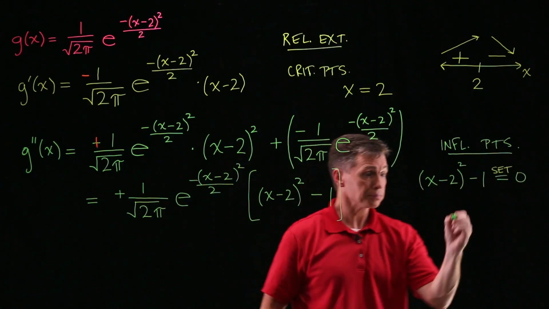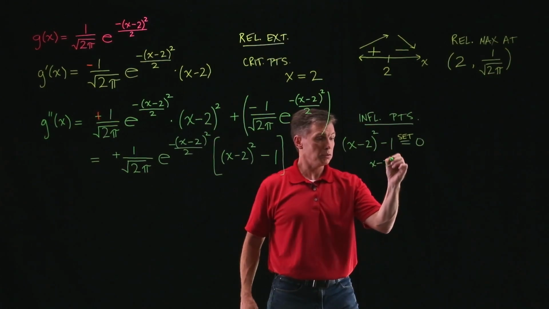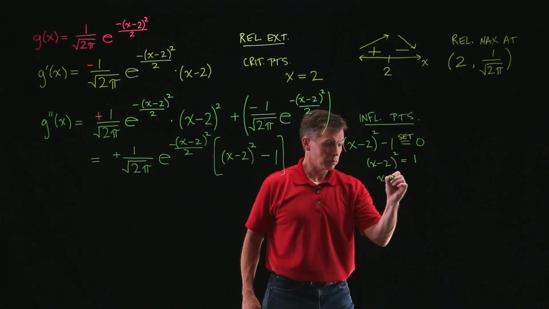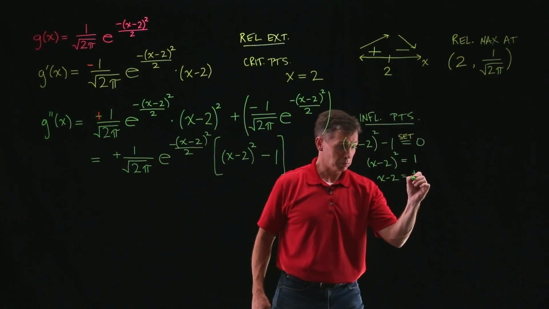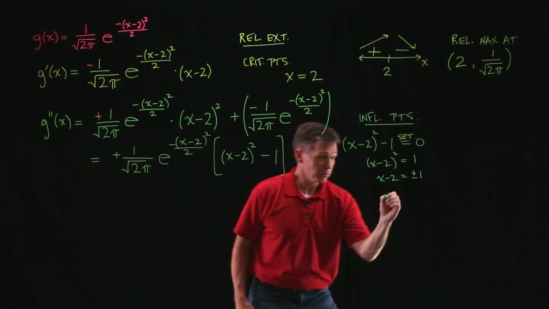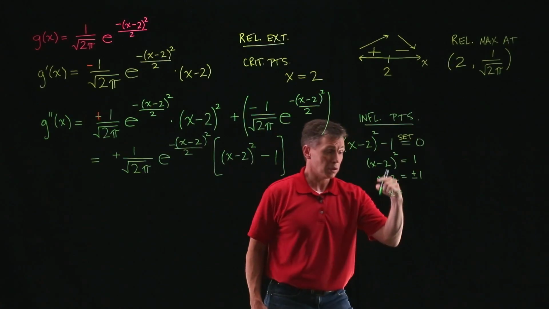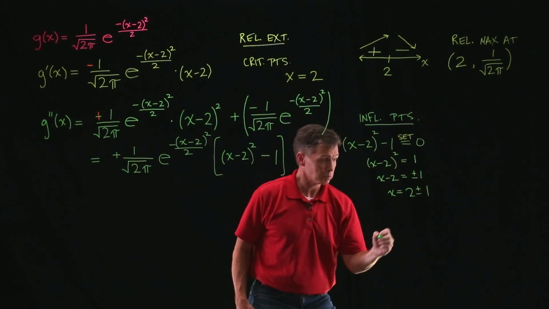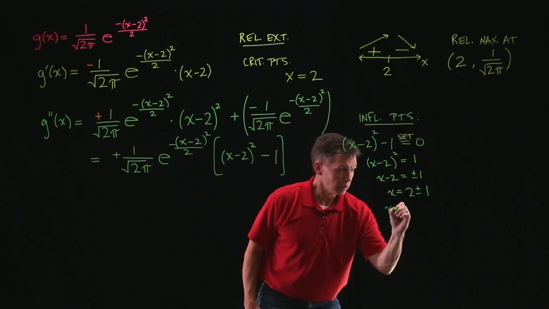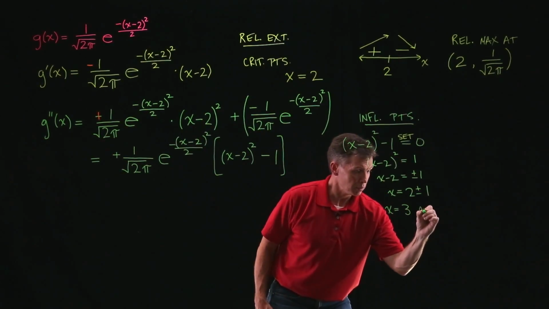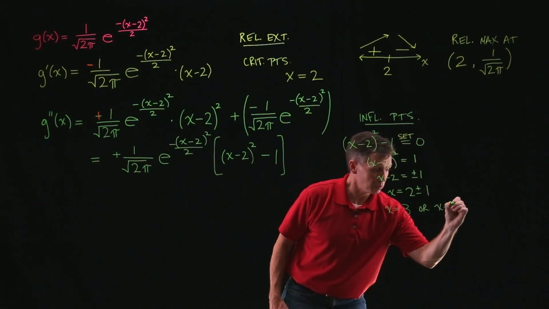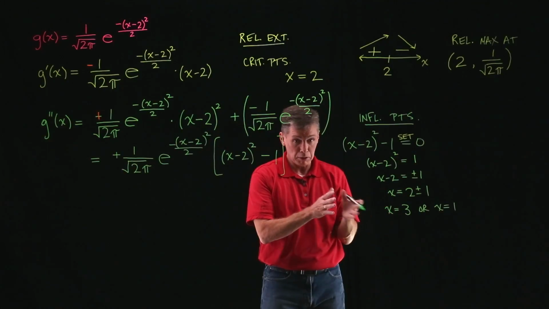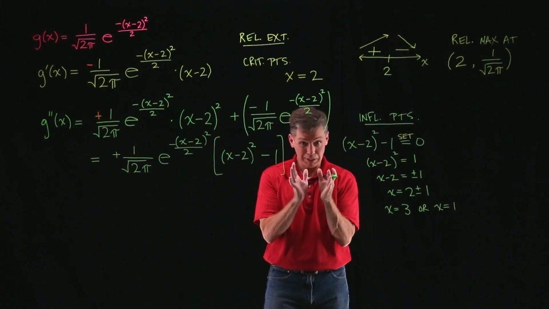All right, so (x minus 2) squared equals 1. x minus 2 equals plus or minus 1 if I square root. x equals, I'll add 2 to each side, so I get 2 plus or minus 1. x equals 3 or x equals 1. Now, I don't know if those x values are going to lead me to inflection points yet.